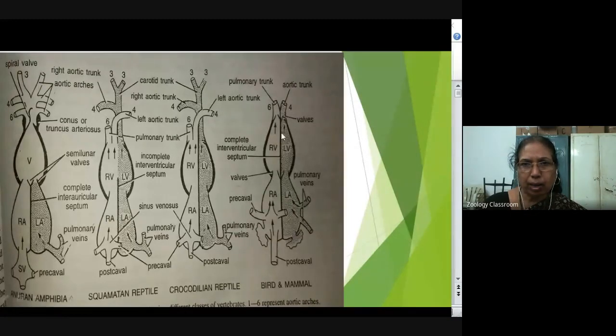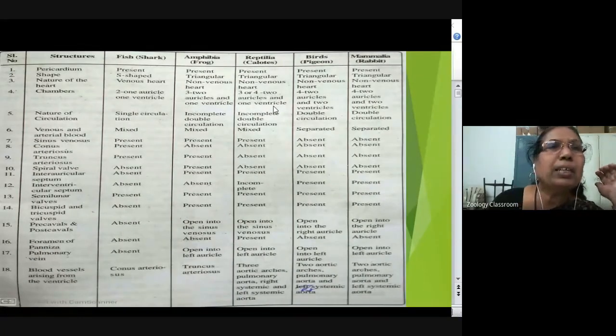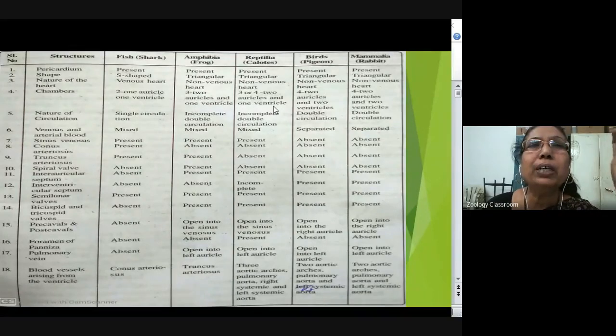These have complete separation: right auricle, right ventricle, left auricle, left ventricle, there is a complete separation, and the sinus venosus is absent in bird and mammal. Pulmonary circulation is also present, and only one aortic trunk or systemic aorta, and only one pulmonary trunk. Then we compare how these are present in fish, amphibia, reptile, birds, and mammal.